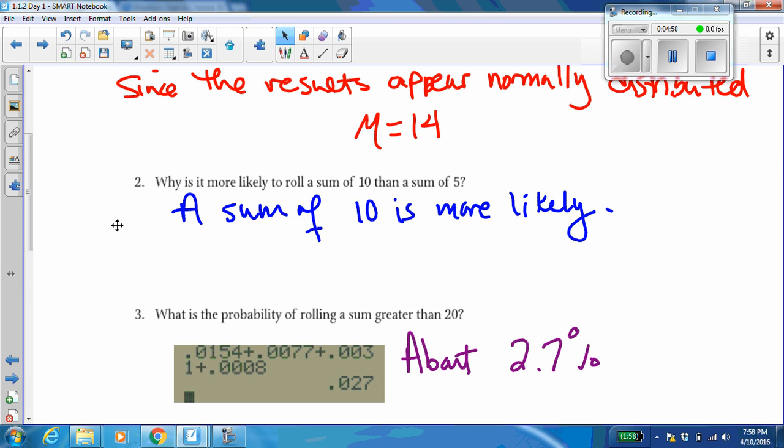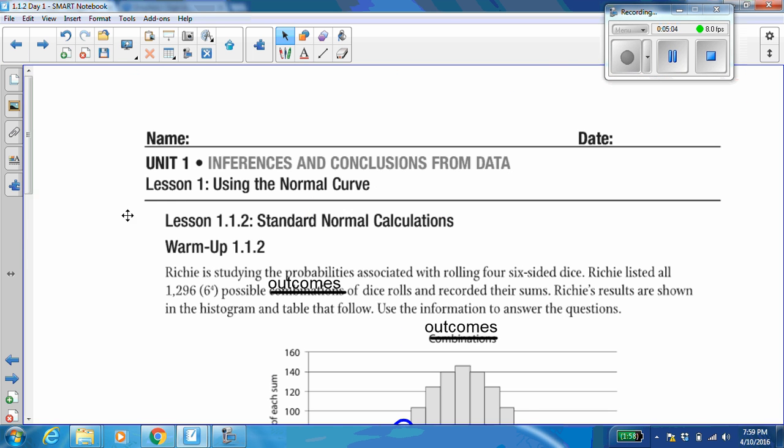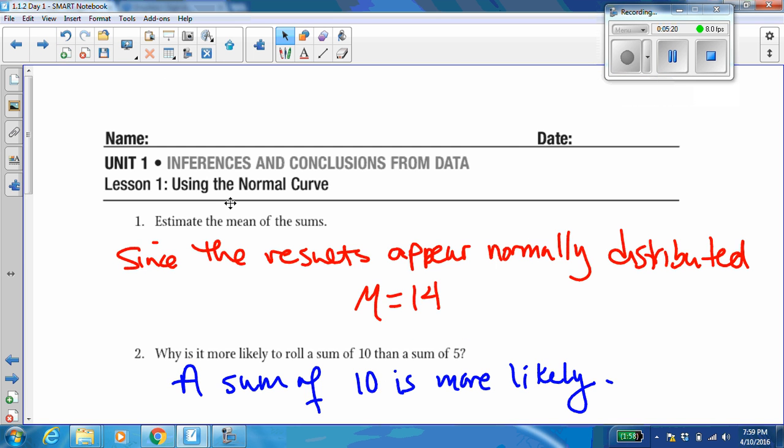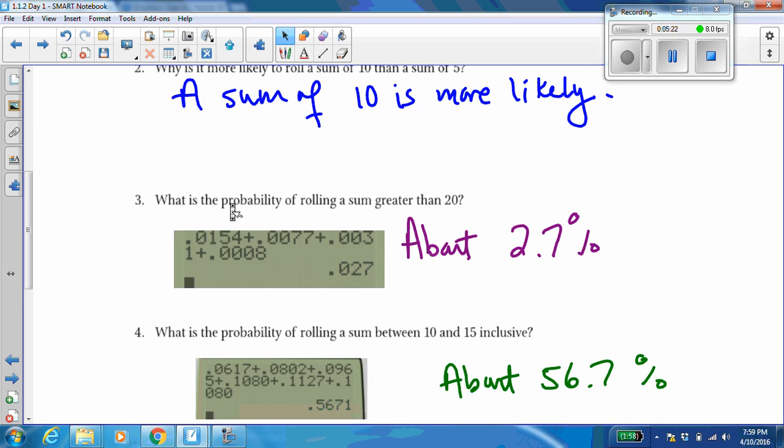Why is it more likely to roll a sum of 10 than a sum of 5? If you, again, look back at the possible outcomes, if you compare 10 outcomes to 5 outcomes, it's much more likely. There's 80 possible combinations with a sum of 10 versus whatever that is, 5 possible outcomes with a sum of 5. So that's why it's more likely to get a sum of 10 than a sum of 5.